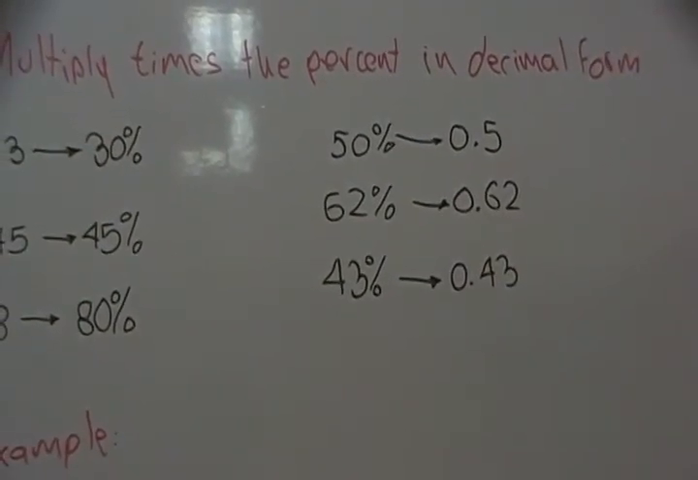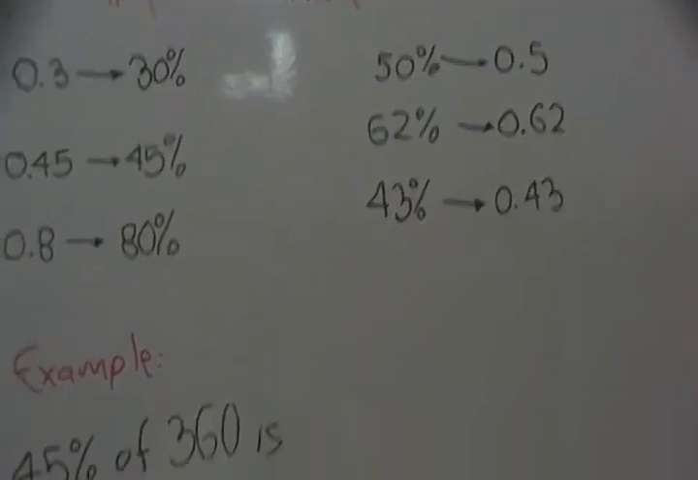On the other hand, 50% can be converted into a decimal just by moving the decimal point 2 places to the left. 62% into 62 hundredths and 43% into 43 hundredths, since percent is a ratio that compares to 100. Here we have some examples.